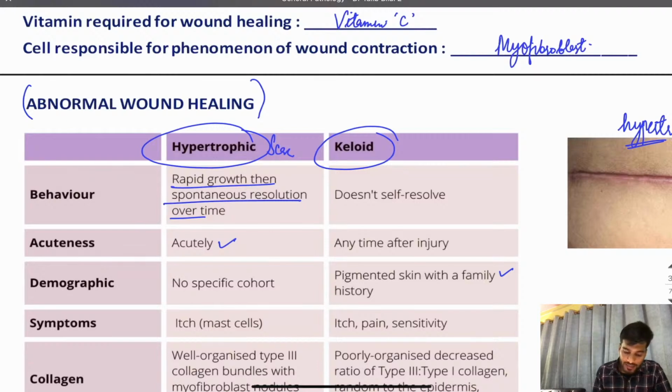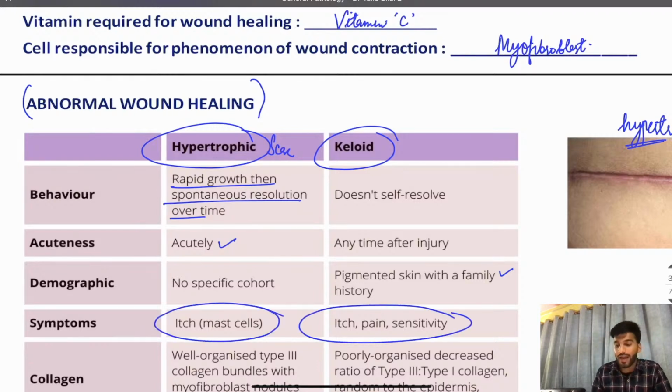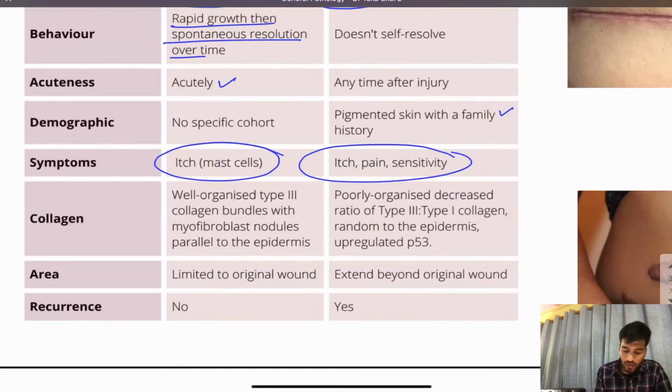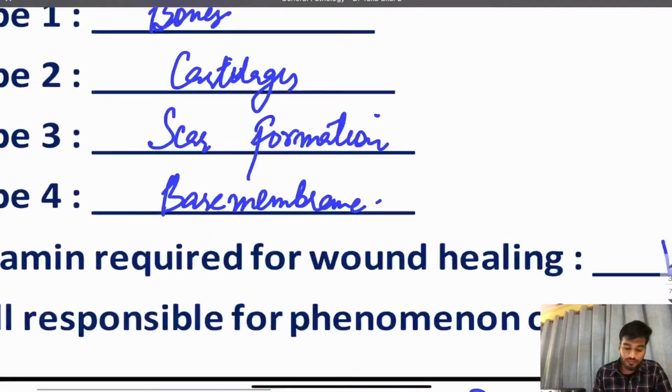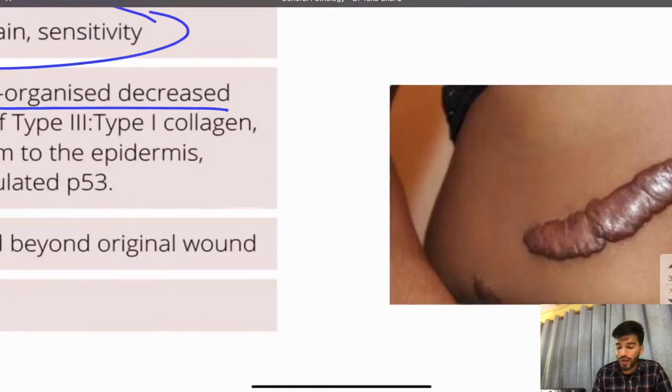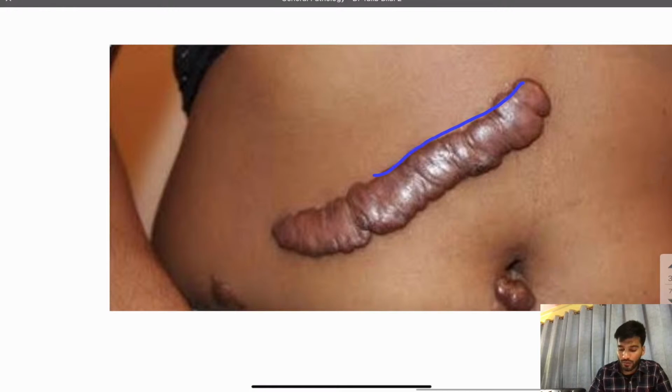The symptoms guys, there is itching due to the mast cells, but here there is pain and sensitivity as well. If I talk about here guys, here is well organized type 3 collagen, collagen that is useful for scar formation. But here it's poorly organized, or a decreased ratio of type 3 to type 1 collagen. That is why it is crossing the boundaries as well. Okay, this is a keloid.